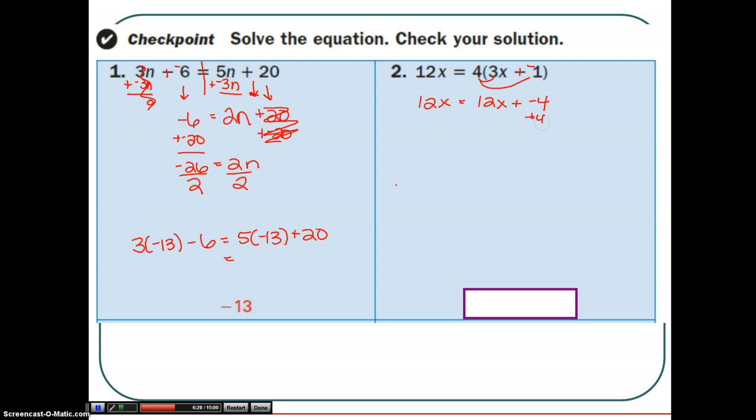And again, if you wanted to try to solve this, you could go through the steps, but you end up with 0 equals negative 4. Well, you can't have that. That doesn't work. So it's no solution.